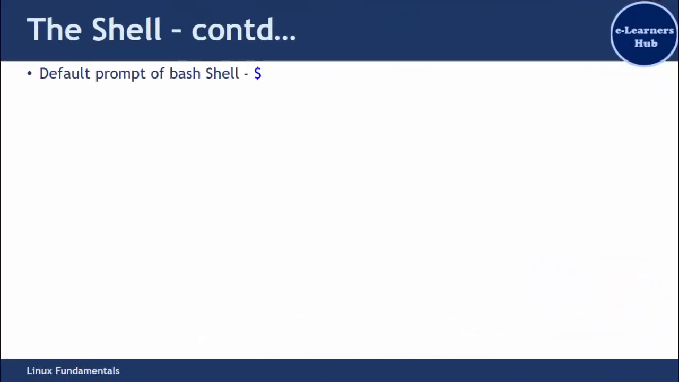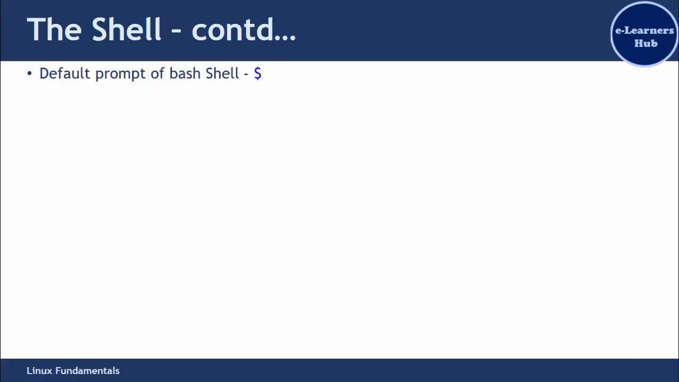The default prompt that you get on the shell is the $ sign. When you log in as a user, you get a $ sign as the default prompt. But if you log in as an administrator, then you get a hash as the default prompt on your shell. So the dollar is the default prompt for the bash shell, whereas hash is the default prompt you get when you log in as the administrator.